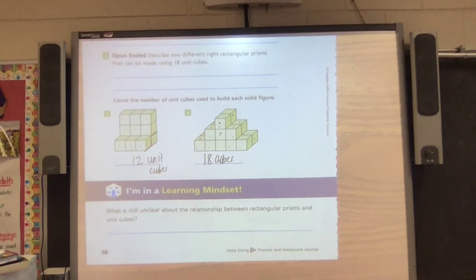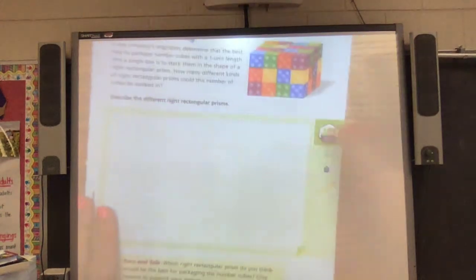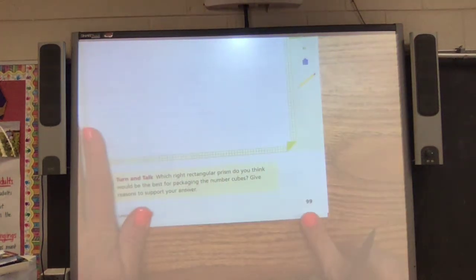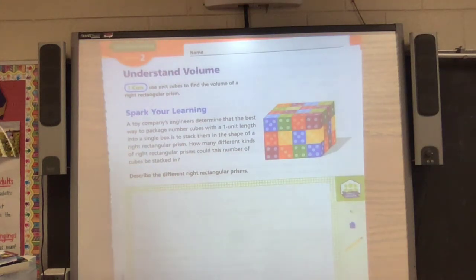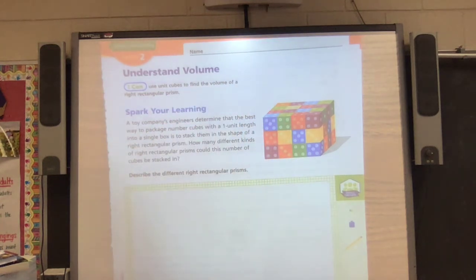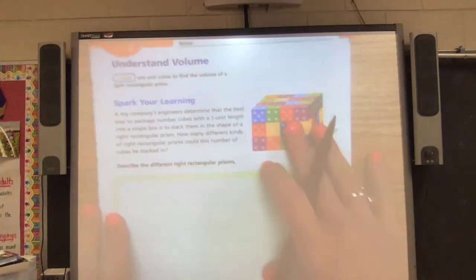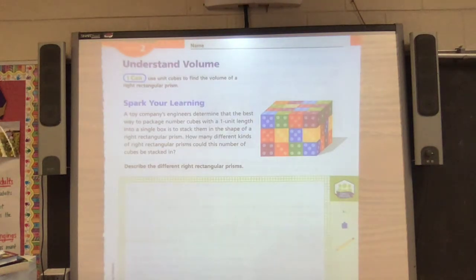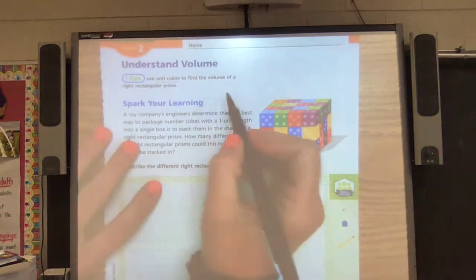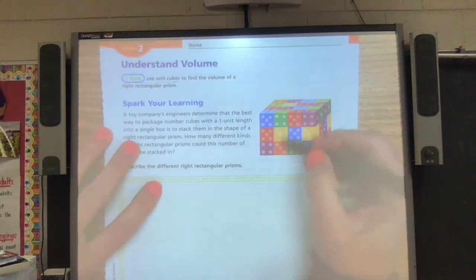All right, boys and girls, today we are going to be in lesson 2 of your module 1 through 9 book, page 99. So we're moving to the second lesson, and we are going to use our unit cubes like we did yesterday, and it's going to help us understand this word volume. So yesterday we were finding volume. We didn't necessarily call it volume, but we were finding volume whenever we were finding how many units were in a solid figure. So we're going to continue to use those cubes to find the volume of these right rectangular prisms.